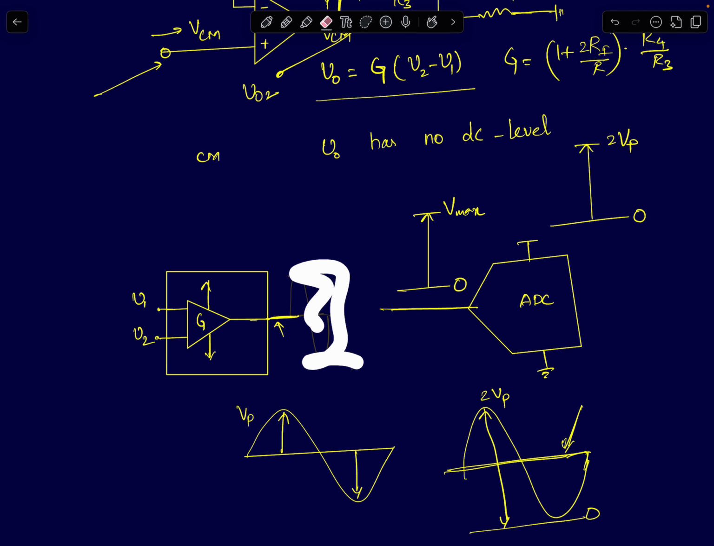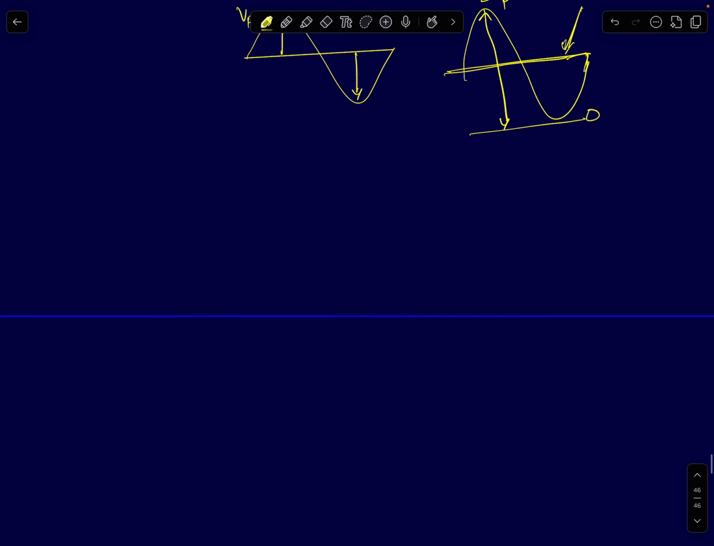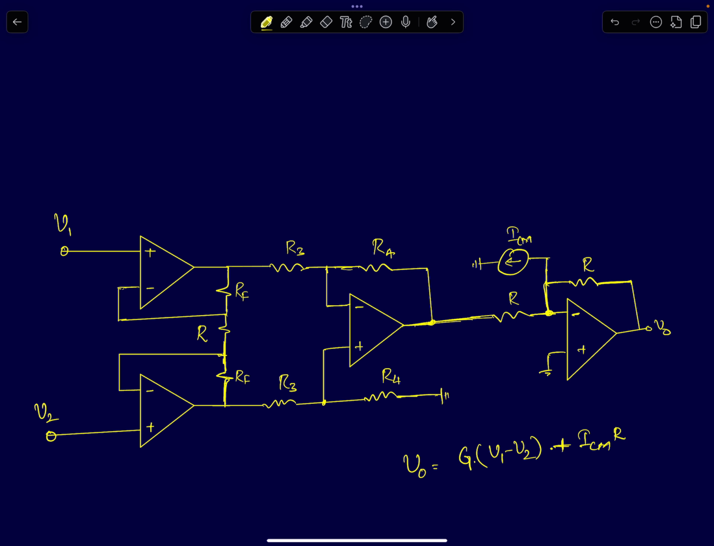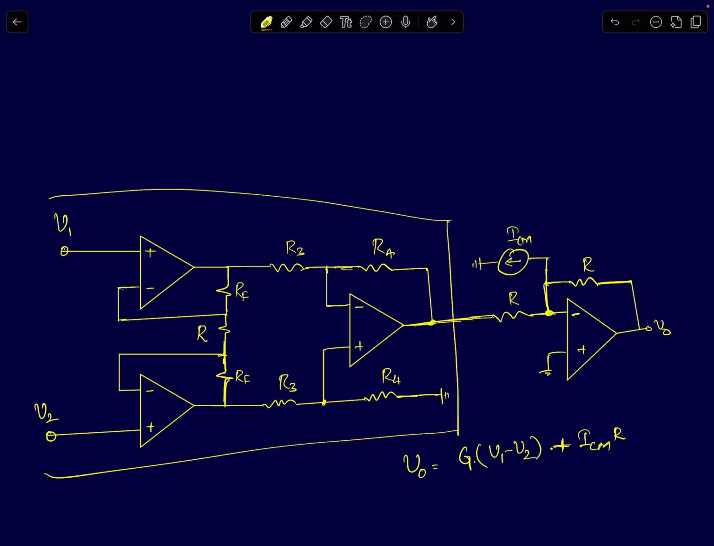That can be accomplished by adding a block called a level shifter. Okay, a voltage level shifter, a DC level shifter. I can add a block called DC level shifter and shift its level. Now, there are some very simple circuit implementations for level shifters. You can use an op amp itself. So this is your instrumentation amplifier. I can just use an op amp to do this level shifting operation.